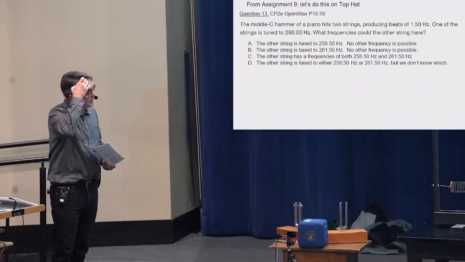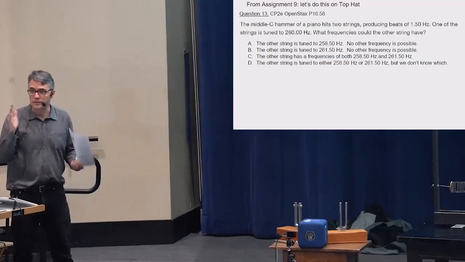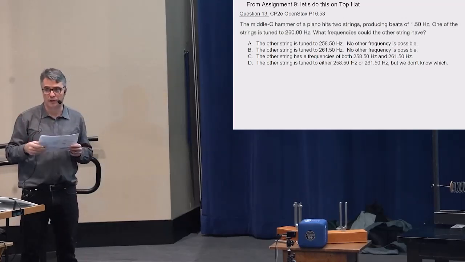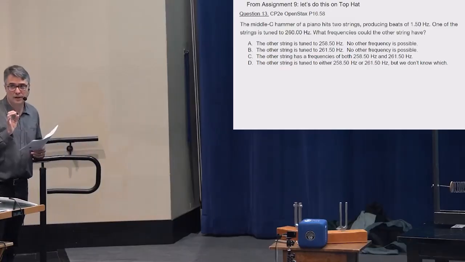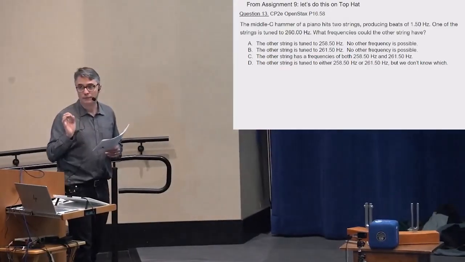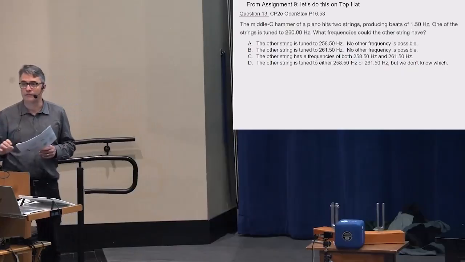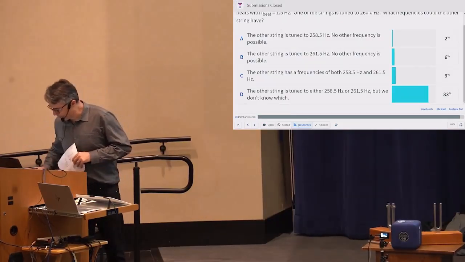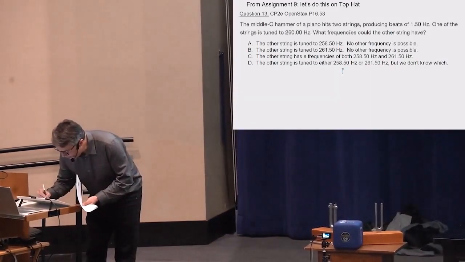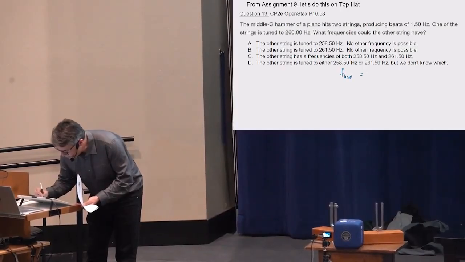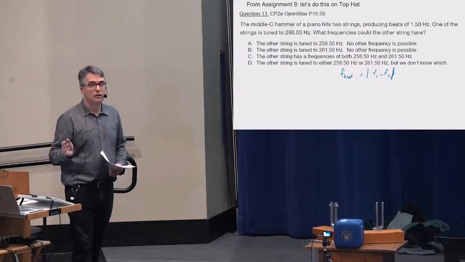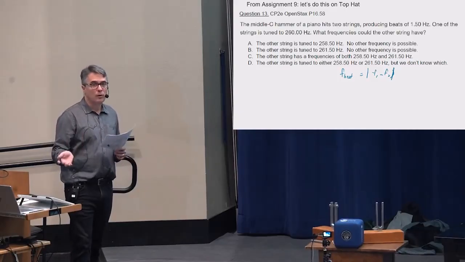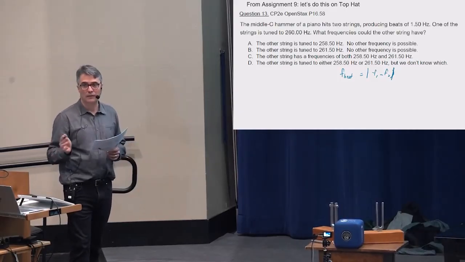It says the middle C hammer of a piano has 2 strings, and these 2 strings produce beats of 1.5 hertz. That's the beat frequency. And you know that one of the 2 strings is at 260 hertz. What frequencies could the other string have? Yeah, that's what I was looking for. The idea is that F beat is equal to the absolute value of F1 minus F2. And so we don't know whether F2 is higher or lower than F1.